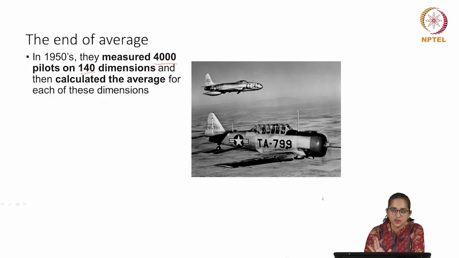So they were not really shot down, but they were just crashing and people were dying because of it. So one of the questions that came was whether the cockpit is well designed, or can we look at those aspects of the cockpit. So basically what they did was they measured 4,000 pilots on 140 dimensions and then calculated the average of each of these 140 dimensions and used it to create the cockpit, right?